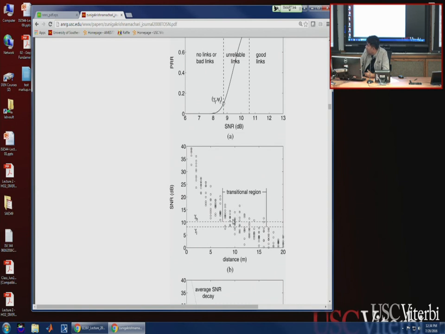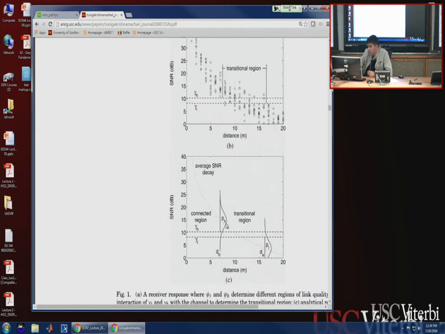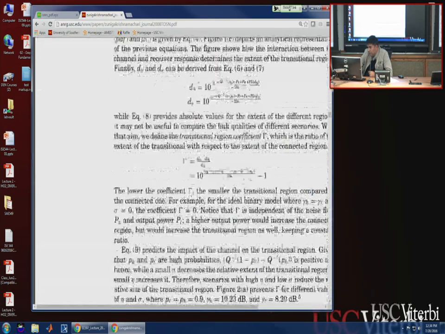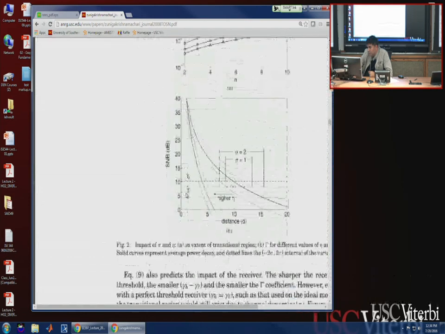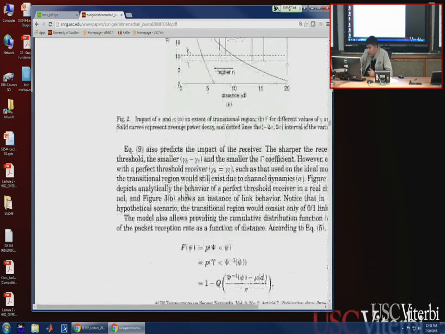But you can also start to see why it might be bimodal, in that most of the points lie either above or below. So with some random probability, it's a very high quality link or a very low quality link. And so if you were to model what is the result of this, you end up with that transitional region.